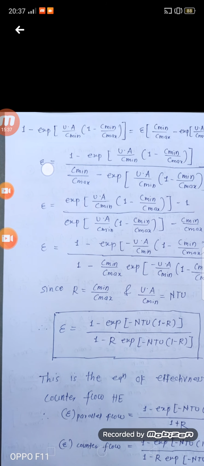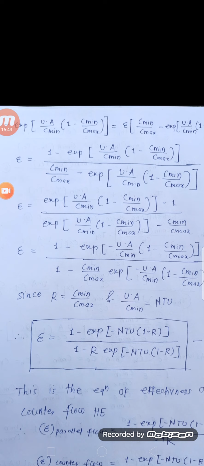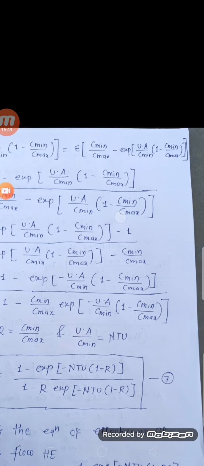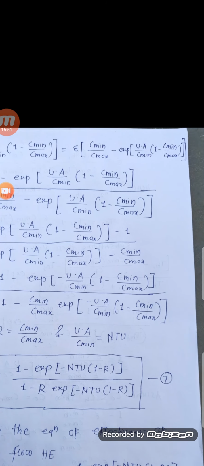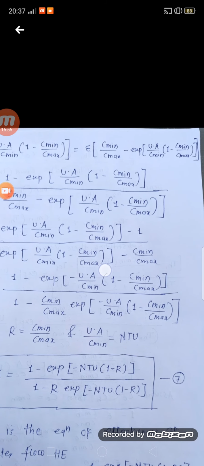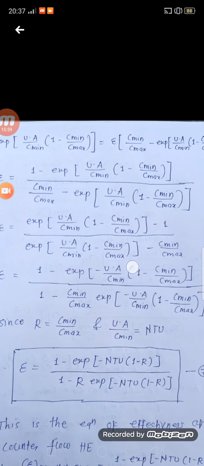So how to write that epsilon? Epsilon is equal to this term divided by this term. So 1 minus exponential of UA upon C minimum into bracket 1 minus C minimum upon C max. And what about the denominator? This term comes at the denominator, that is C minimum upon C max minus exponential of UA upon C minimum into bracket 1 minus C minimum upon C max.